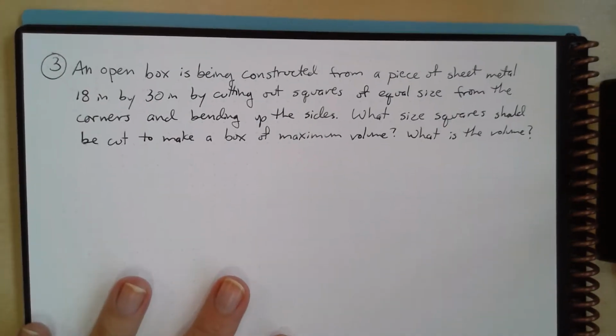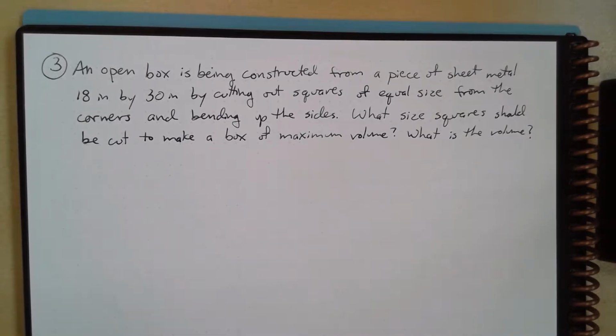Okay? So, an open box is being constructed from a piece of sheet metal, 18 inches by 30 inches, by cutting out squares of equal size from the corners and bending up the sides. What size squares should be cut to make a box of maximum volume? And what is that volume?